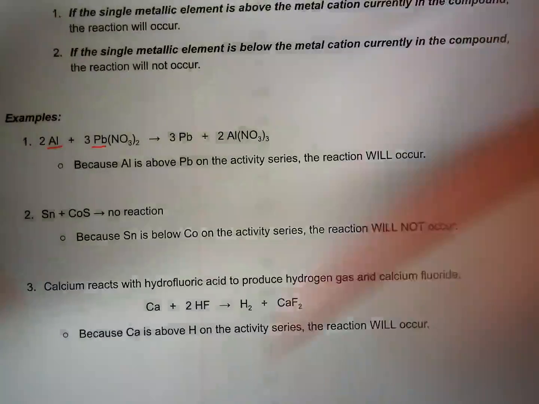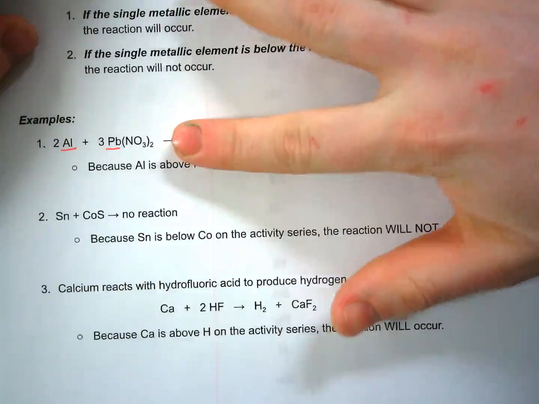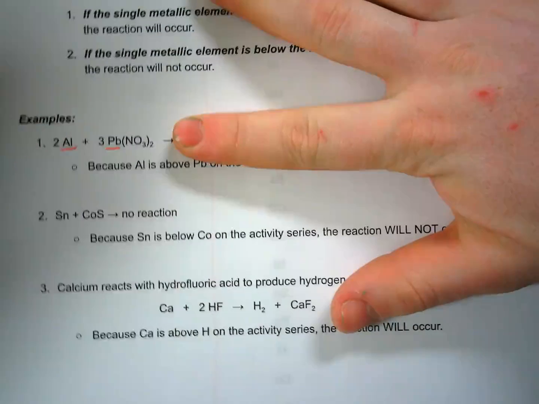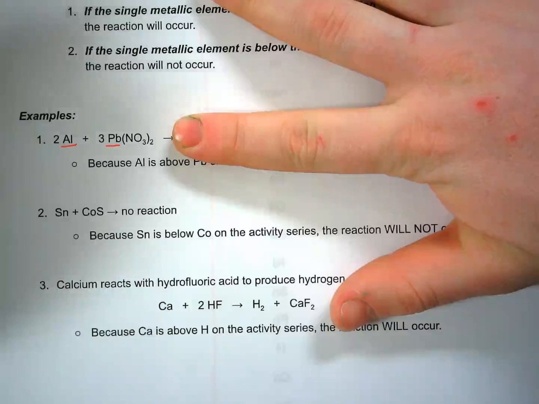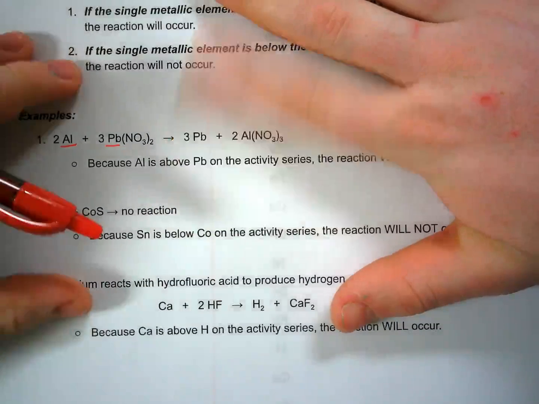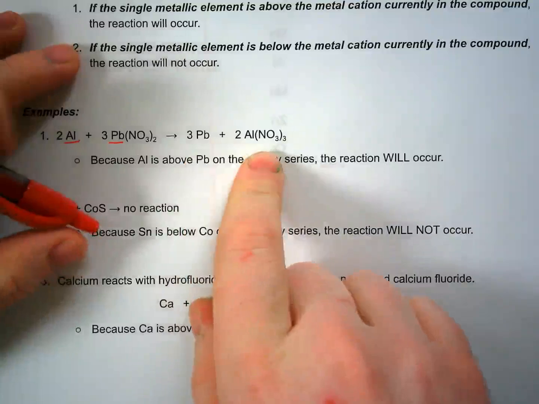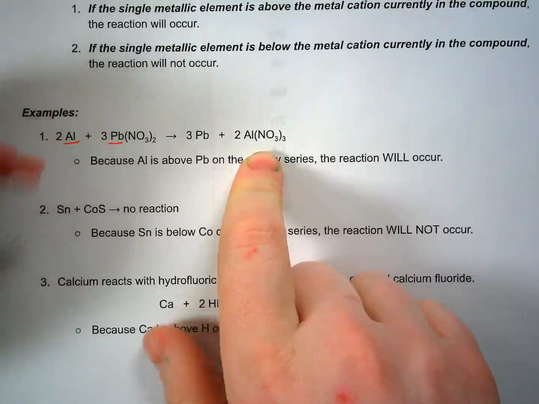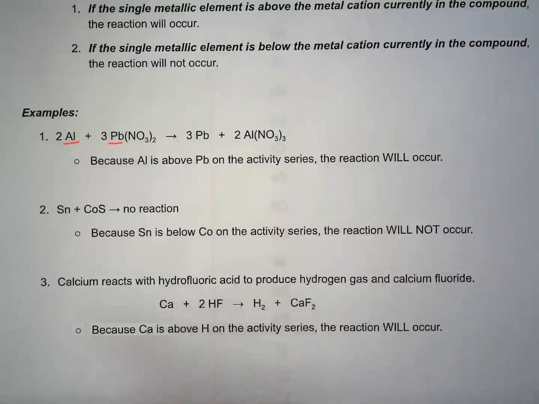Now, in a lot of cases, and what you'll have for homework, is that you're going to be given this, where you're asked, here's what wants to react, will it do it? And it's your job to figure out if it will or not. And if it does, then you've got to do the extra step and show me how the aluminum would replace the lead, and then balance out the equation.